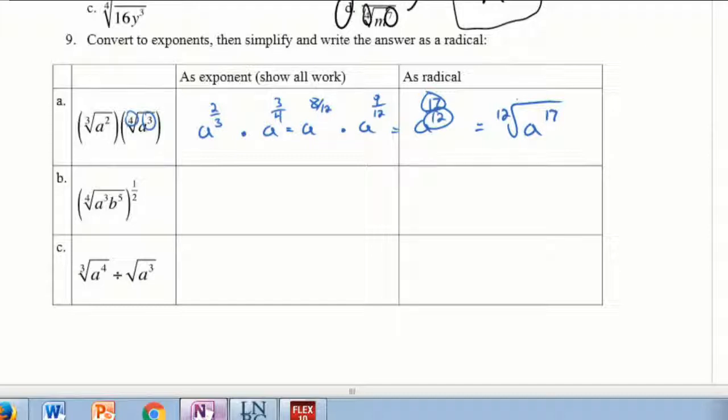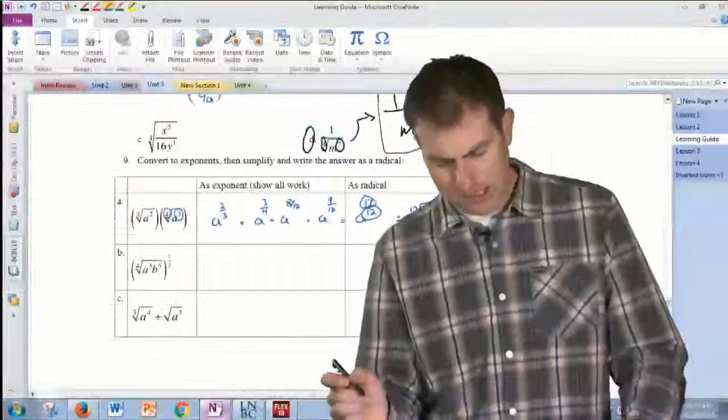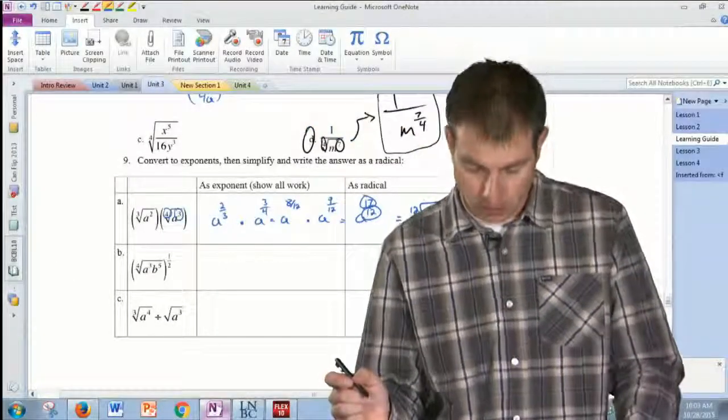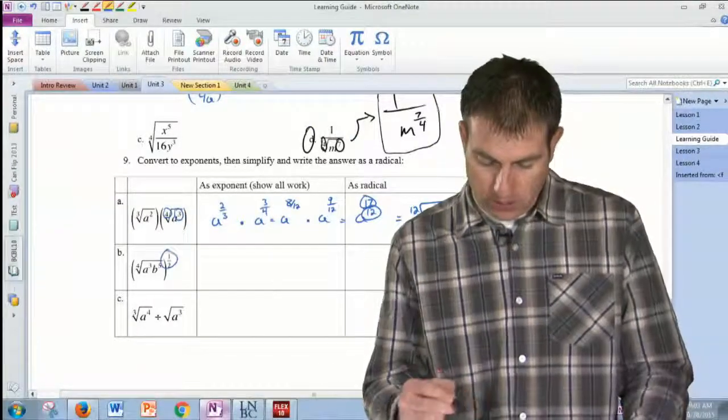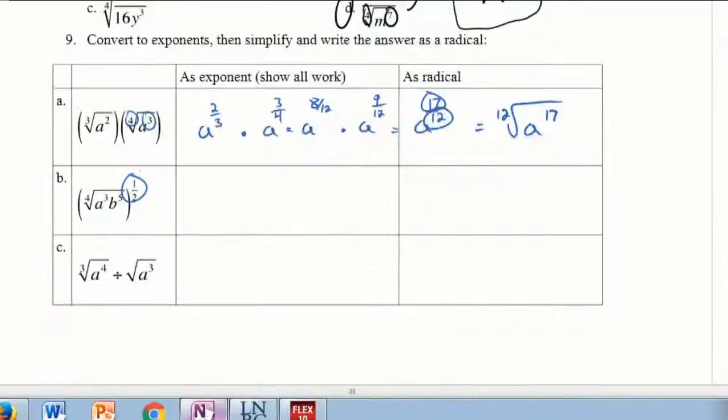That's good. Maybe I'll do B as well. What do we think? Let's do B. Looks tricky. So what I'm going to do is I'm just going to leave this power of 1/2 out here for now, and I'm just going to deal with everything inside of it. So I'm going to rewrite it like this.